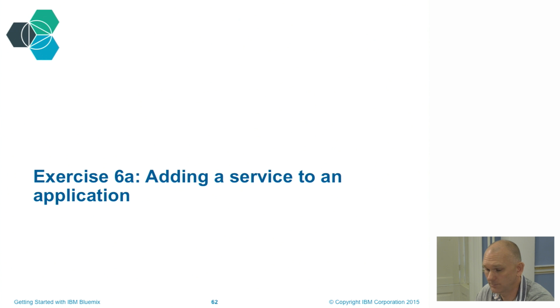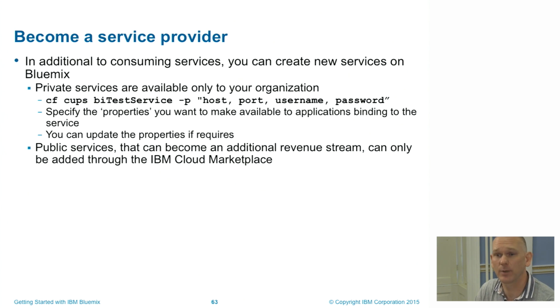So that's the application. We've just looked at how we consume a service on Bluemix, but the other aspect to Bluemix is that you can actually create services on Bluemix. There are two types of service you can create. One is a private service, which is private to your organization. And these can act as placeholders to external services. It allows your application to consume a service as if it was a Bluemix service, even though it's not a Bluemix service. So you create a service and you provide a set of properties that will be available to the application when the application is bound to that service.